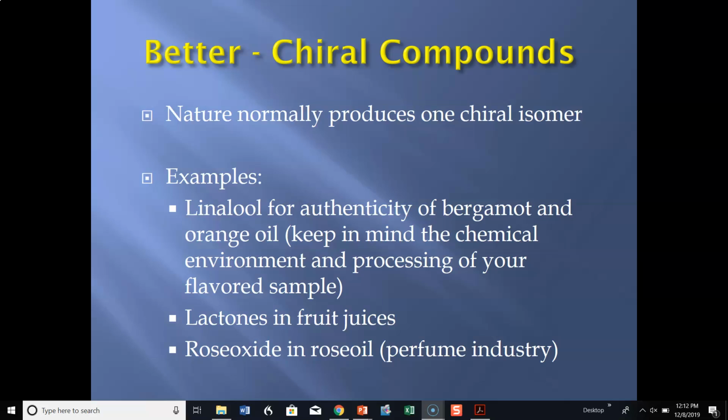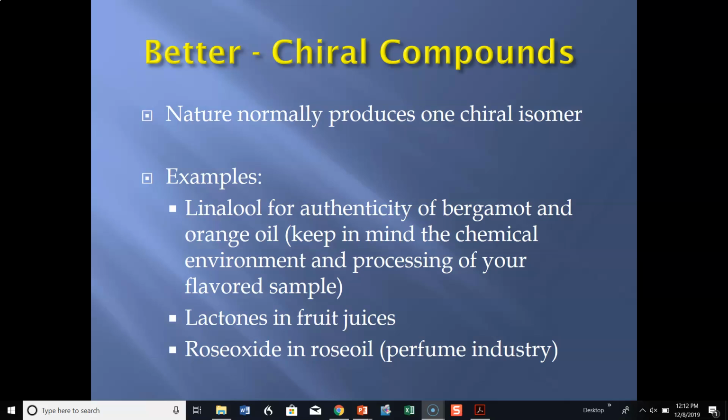So what we were just mentioning is that one can look for trace components in one essential oil that are not present in another essential oil as kind of an indicator to differentiate between two oils that are similar.